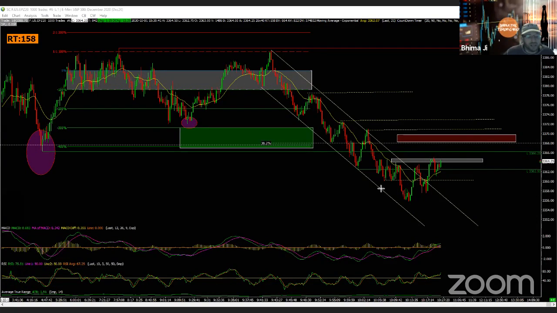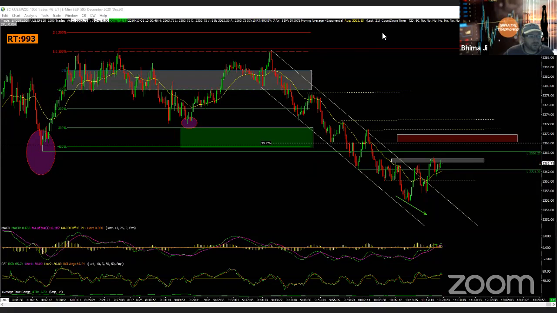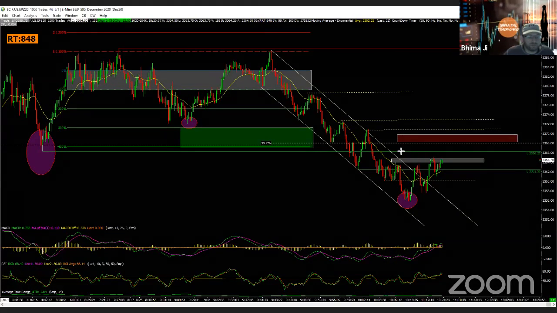So anyways, let's see what's going to happen. We have right here an open loop, right? Right here we have an open loop. Right here we have a resistance zone. There is our 38.2 retracement, what we're looking for. And this area right there is where we would expect the pattern to happen.